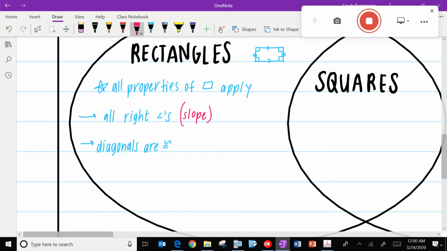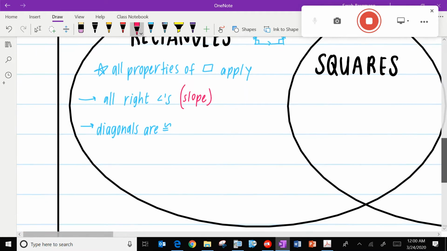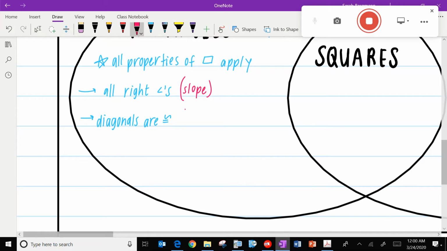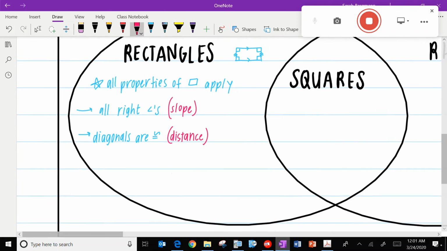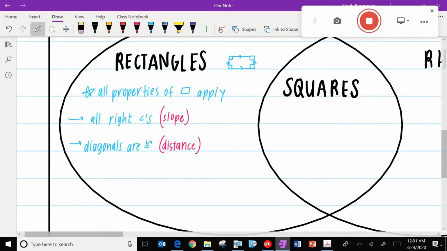Remember, if the slopes of 2 lines are opposite reciprocals, that means that the lines must be perpendicular. Therefore, they would make a right angle. You can show that the diagonals are congruent by using distance formula. You would show that the diagonals have the same length. Then you would be able to conclude that it's a rectangle.